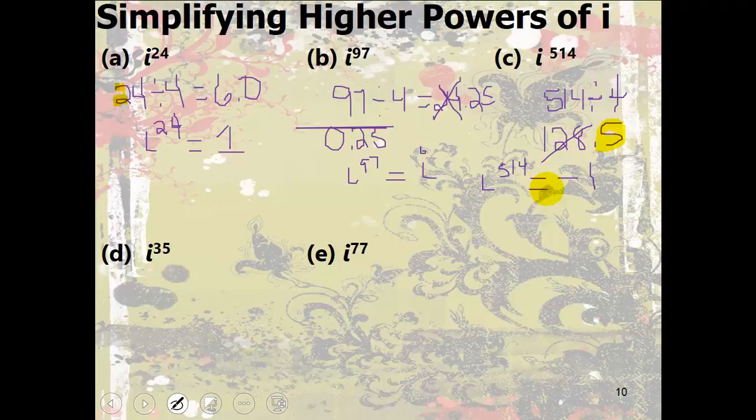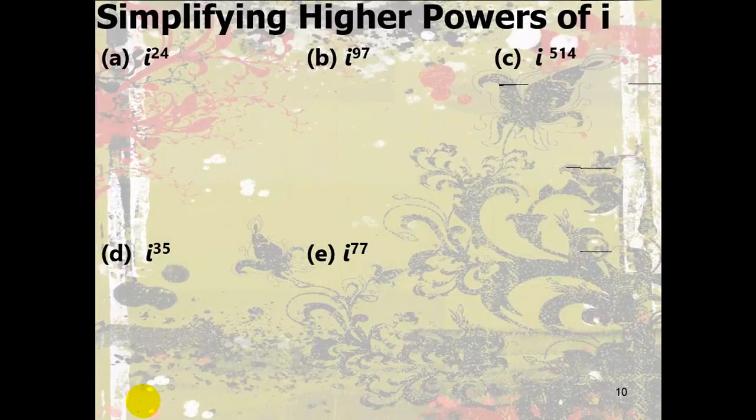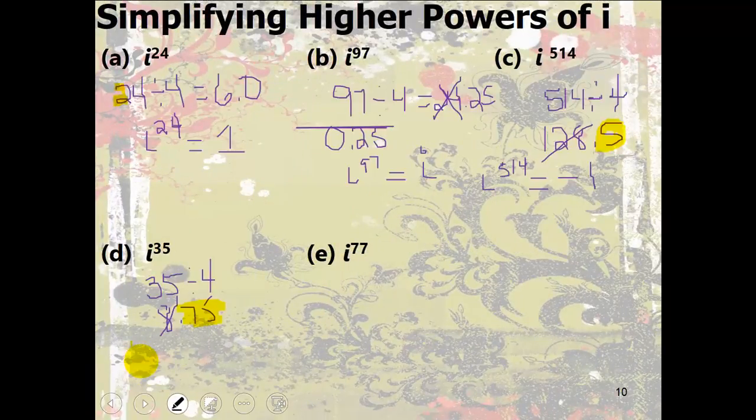i to the 35, I'm going to take 35 and I'm going to divide it by 4. 35 divided by 4 equals 8.75. I don't really worry about the 8. I'm more interested in the 0.75. 0.75 simplifies to negative i. So I get i to the 35 is equal to negative i.